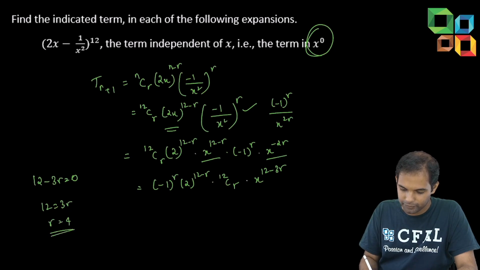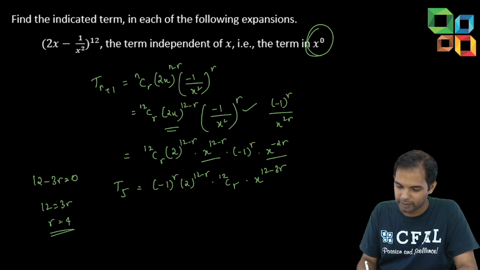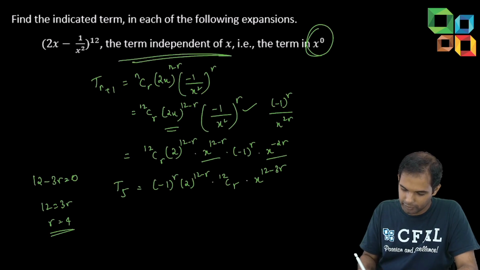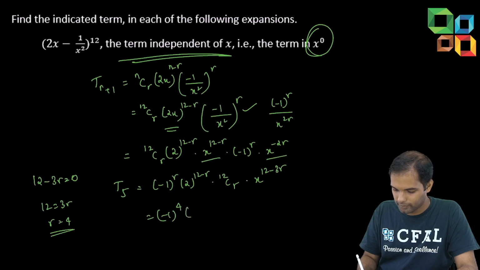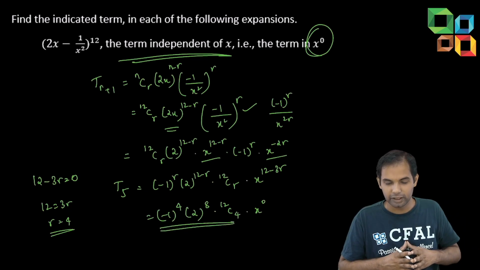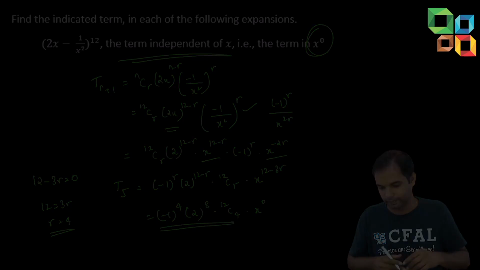Can you see that the fifth term, because it's 4 plus 1, fifth term will be independent of x. Now if they ask you to find a coefficient, simply put r equal to 4 here. So minus 1 power 4, 2 power 12 minus 4, which is 8, into 12C4, and you can see that this is the exponent. So this will be the coefficient of the term which is independent of x.